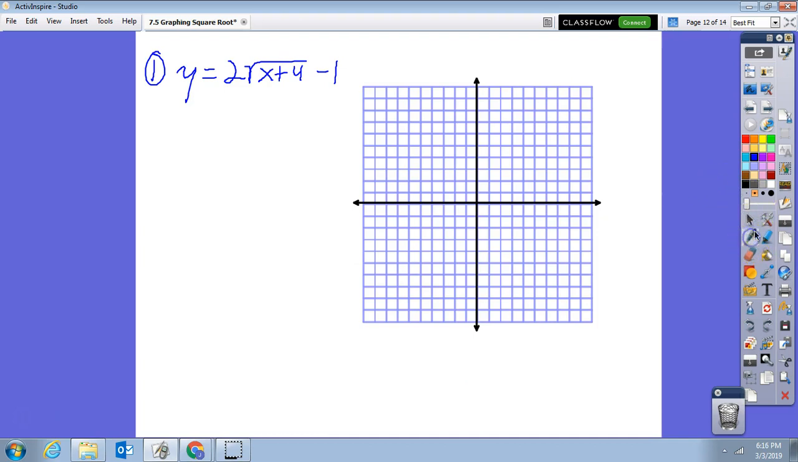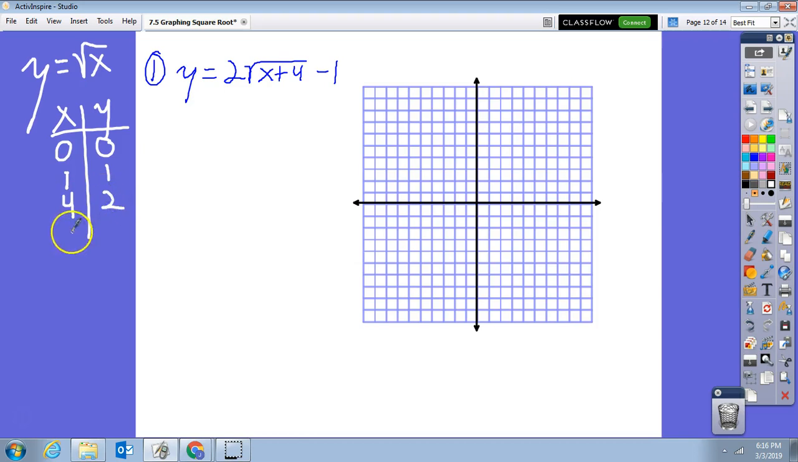So for a square root, a basic square root of x parent function always contains the following points: (0, 0), (1, 1), (4, 2), (9, 3). Remember, because when we take the square root of x, we get our y value. So the square root of 0 is 0, the square root of 1 is 1, the square root of 4 is 2, the square root of 9 is 3. And again, we're looking at a square root function, so we are just doing the top half. We are not doing plus or minus the square root.